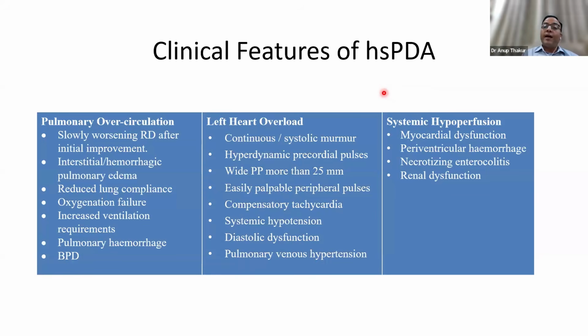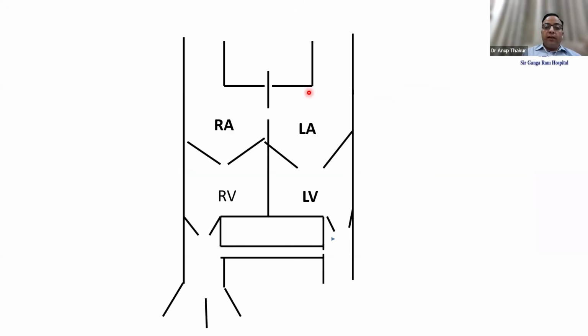So hsPDA could have varied presentations. That is what I want to convey. Now, the findings which we are going to find on functional echo are based totally on the pathophysiology. If you just follow the blood volume which is being transmitted from the aorta to the various parts of the circulation, you're going to get the same findings on functional echo.